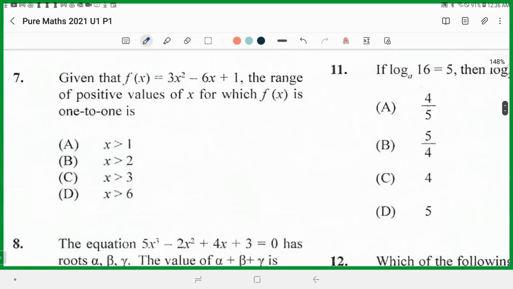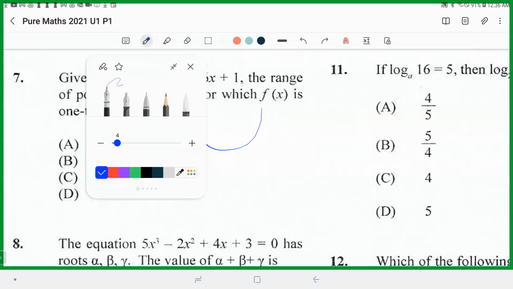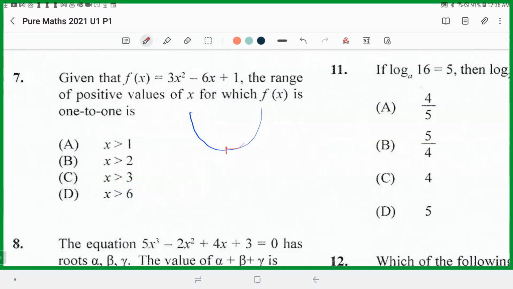This one says if f of x is equal to this, then find the range of positive values for which f of x is 1 to 1. All right. Positive values they want. So basically, this will be a quadratic graph normally like this. For it to be 1 to 1, you have to cut it in half. You have to cut it at the turning point here, and only take the positive side of it. So essentially, you want to find the coordinates of the turning point, the minimum point. So you can complete the square to find it.